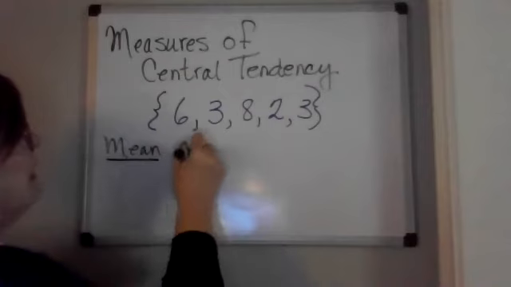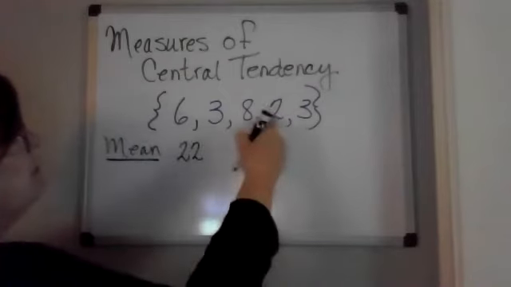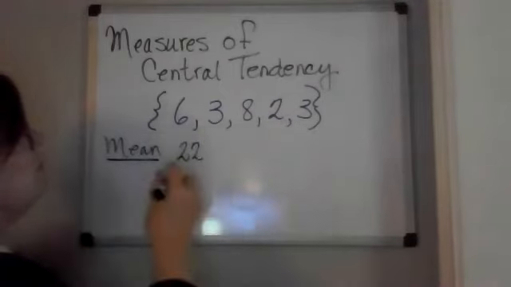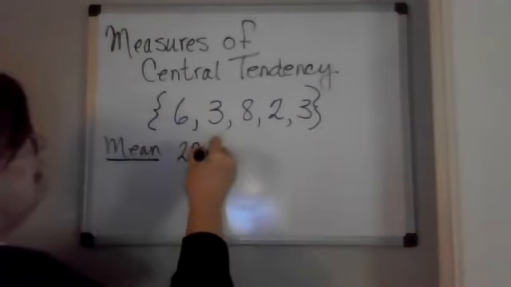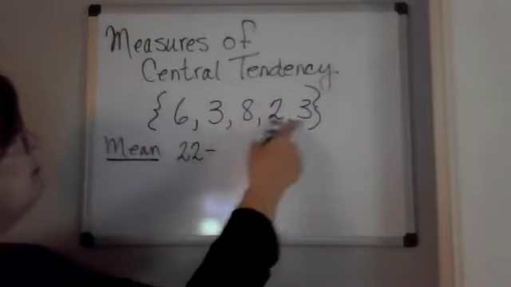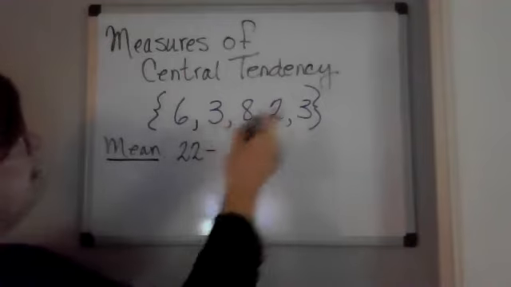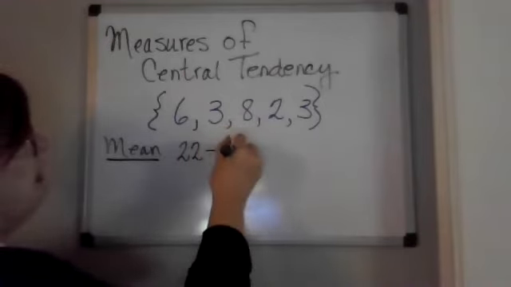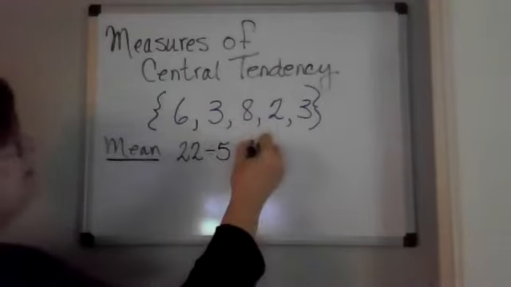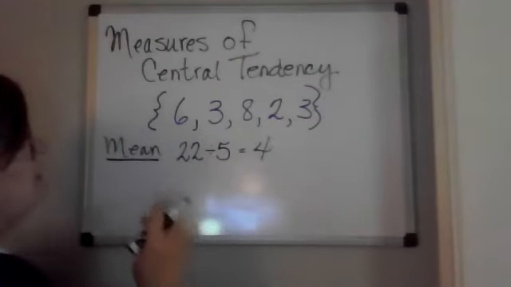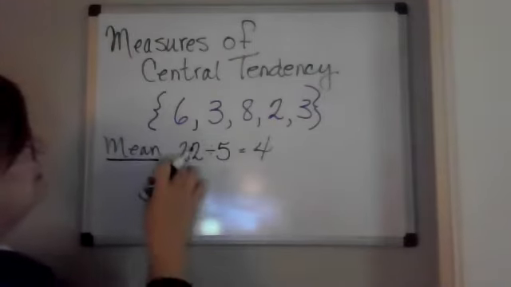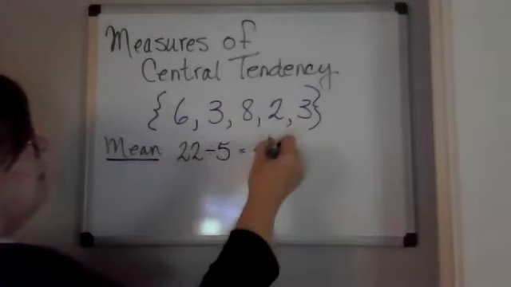What I did is add these numbers up. 5 and 9 is 14. The total is 22. And I'm going to divide by how many numbers are here. 1, 2, 3, 4, 5. So 22 divided by 5 is going to be 4.4.